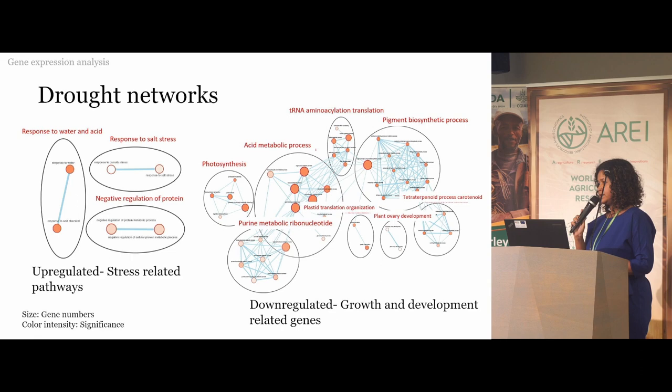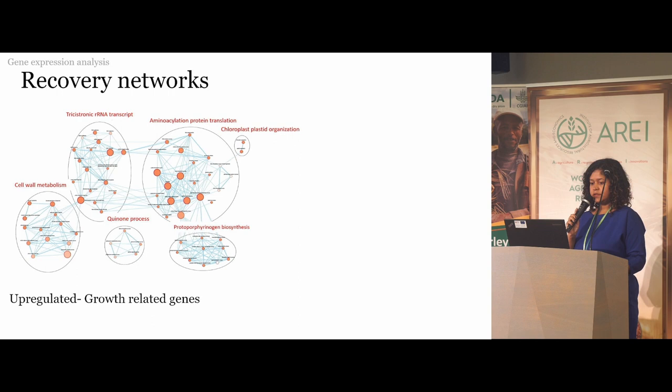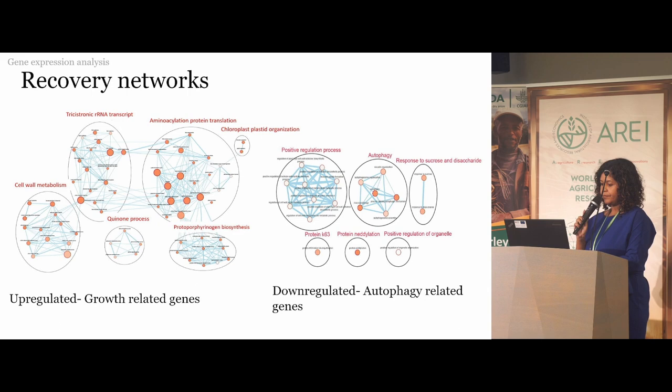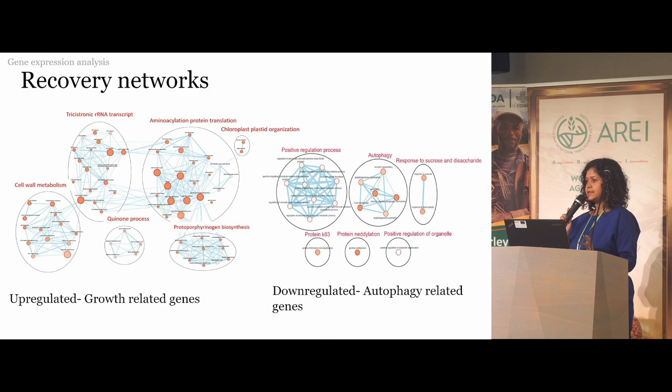plant ovary development. Then we saw an upregulation of growth-related genes during recovery, showing that the cells are coming back to the original status. Interestingly, we saw a downregulation of autophagy-related genes here. Autophagy is a process where a cell recycles its cellular components by eliminating degraded proteins so that it can balance cellular homeostasis. This is also found in humans when we do fasting. Yoshinori Ohsumi got the Nobel Prize in 2016 for this mechanism.